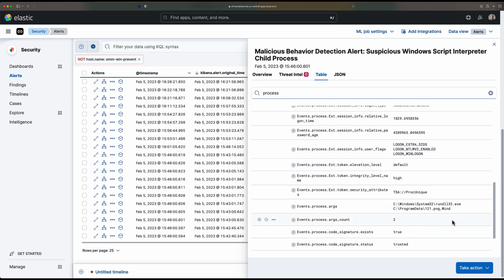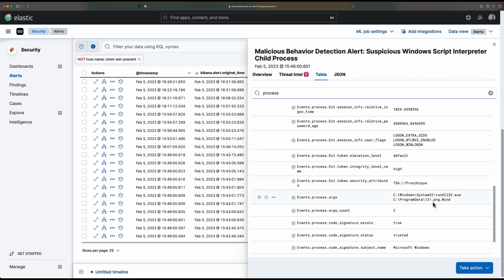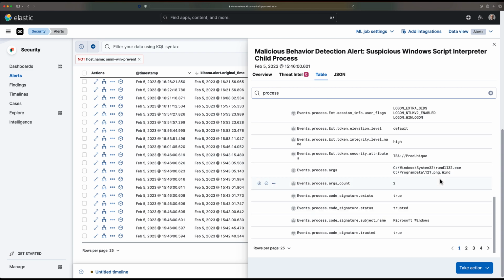So you can see, now rundll32 is running that 121.png file, which is weird, right? I mean, this is probably a DLL masquerading as a PNG or just labeled as a PNG. Rundll32 doesn't run PNG files, which are images, with an argument of wind. Very interesting argument over there. So we can see that's what rundll32 is doing.